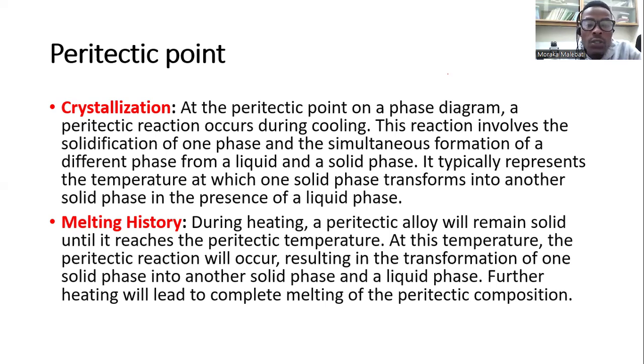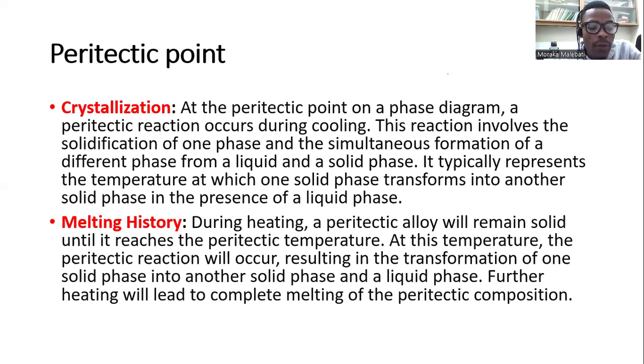During melting, a peritectic alloy will remain solid until it reaches the peritectic temperature. At this temperature, the peritectic reaction will occur, resulting in the transformation of one solid phase into another solid phase and a liquid phase.